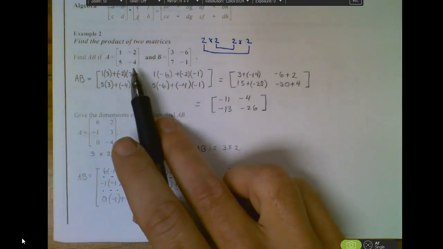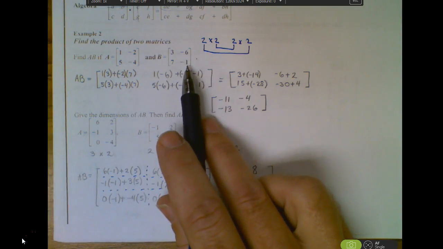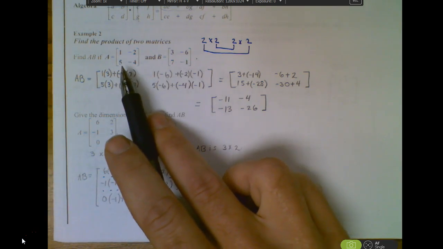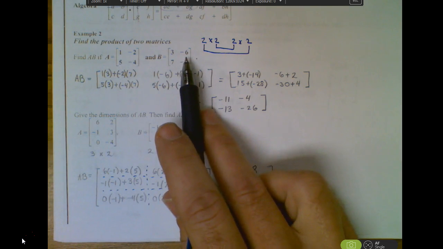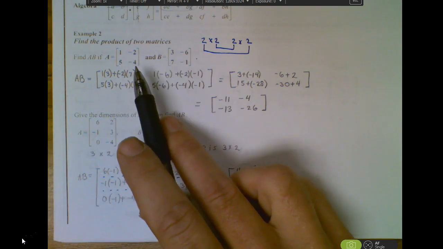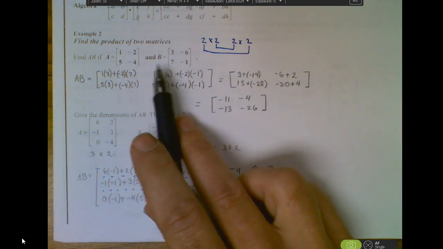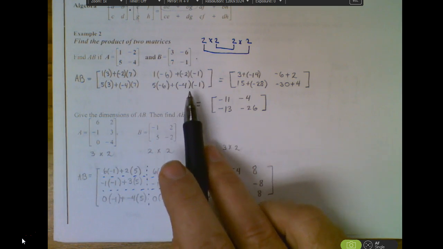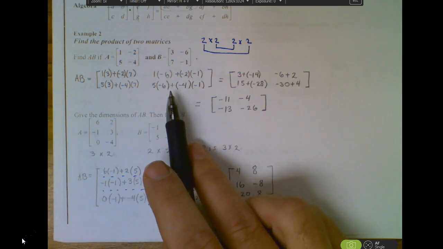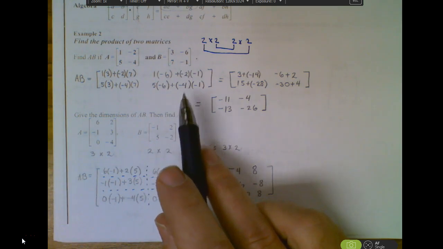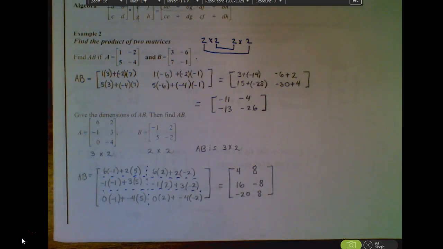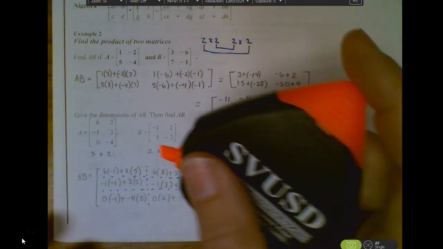As I do my bottom row times the right column now, so I'm doing the first numbers together, 5 times negative 6. I'm going to do the second numbers together, negative 4 times negative 1, and then we're going to add those results together. And so this is what that setup looks like. A lot of times I'll see people use highlighters, which I think is a great way to go. It's just a good visual, but here's what that would look like.